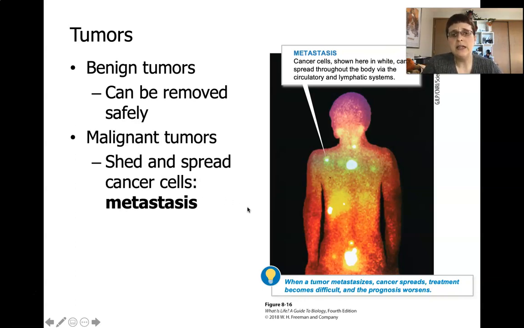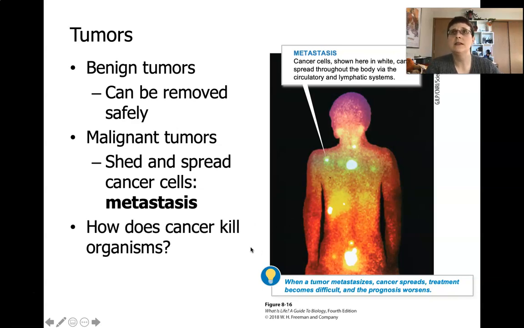On the other hand, malignant tumors, this is where we now consider them cancerous because they've undergone metastasis, meaning that they have lost their stickiness. They have now started to travel to other parts of the body. And so you can see here, each of the bright white spots in this diagram, sorry, it's not an X-ray and I can't remember what it's called off the top of my head, are cancer cells that have spread via the circulatory system, lymphatic system, because those cells have broken off and moved throughout the body. This is much more difficult to treat and becomes much more dangerous.